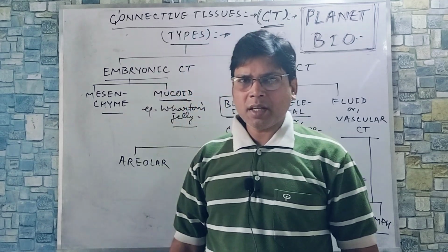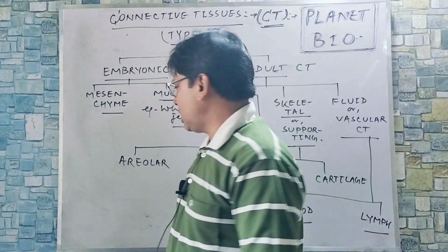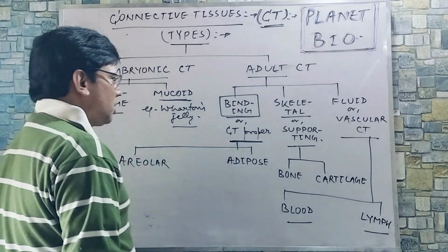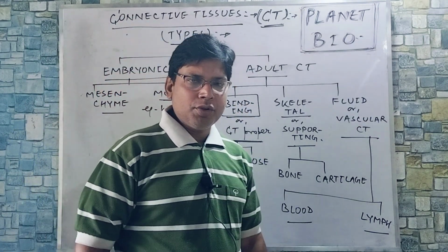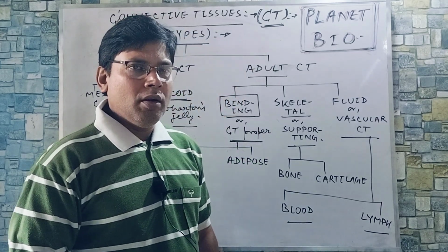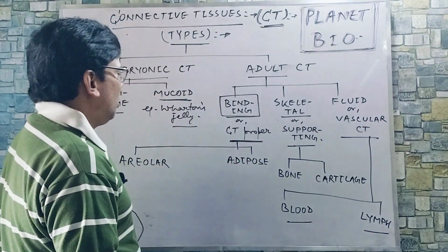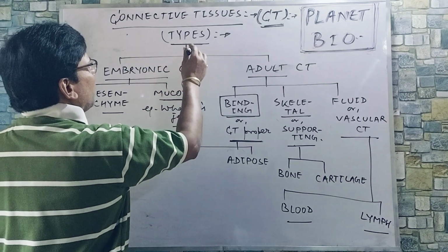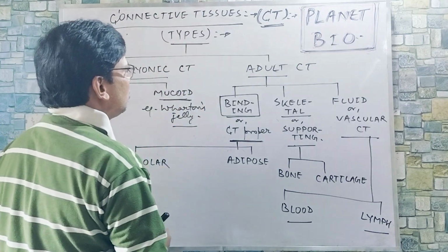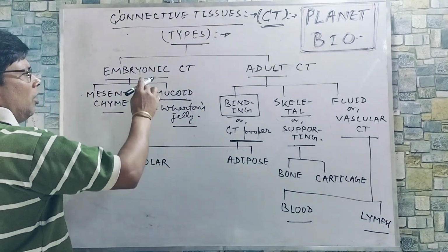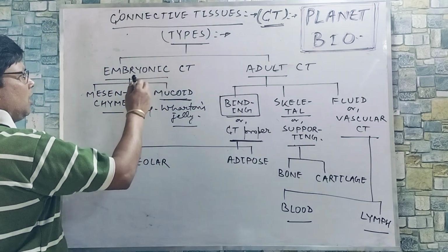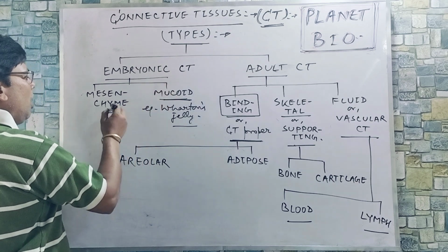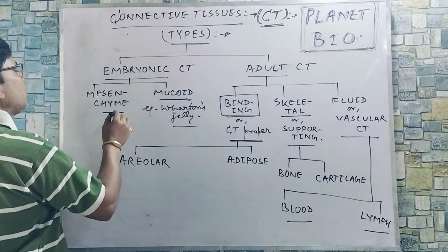Now, so far as the nature and occurrence of connective tissues is concerned, you can find it is the most distributed type of animal tissue. So far as types of connective tissues are concerned, we have arranged them like this. Embryonic connective tissue is going to be the first one, and there are two major types.